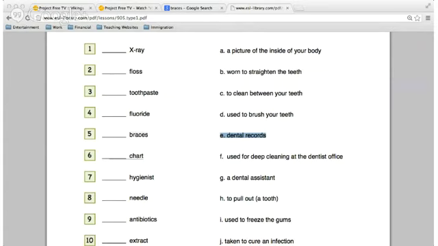All right. Now, sometimes they'll say, let's take a look at your chart. And that would mean let's look at your dental records. The receptionist will say, I'll need to pull your chart, or your records. Whenever they say chart, those are your dental records, your dental history. So what cavities you had, things like that. It's a chart, and it lists the work that you've had done on your teeth.